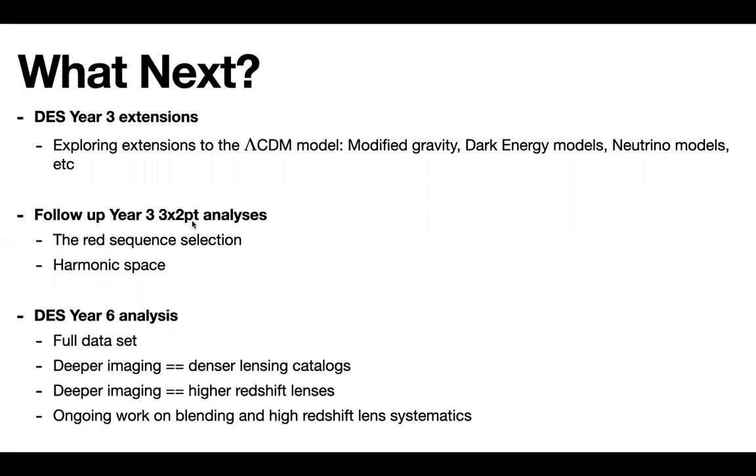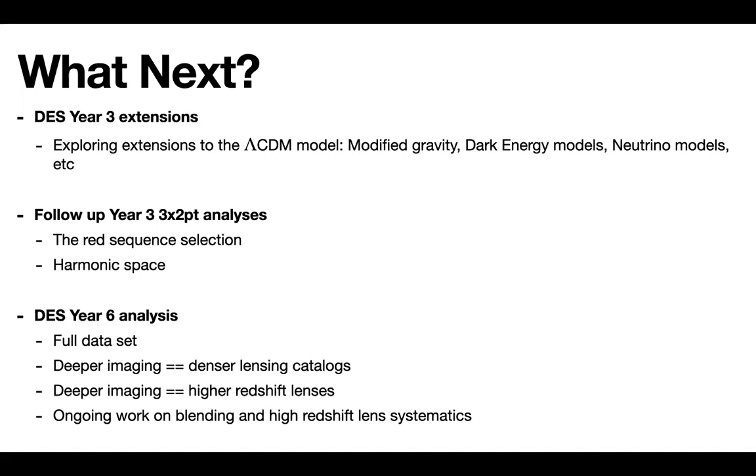There's also a couple of follow-up analyses that I mentioned looking at the red sequence selection, which indicate that the red sequence selection is where this systematic is coming from, and that it's less likely to be a real cosmological issue. Going forward over the next couple of years, we're expecting the full year 6 analysis. This is deeper imaging, which can get us denser lensing catalogs, so higher signal to noise overall, and higher redshift lenses, which mean that we can more accurately probe this X lens issue and see whether or not lensing is low, or maybe it's some systematic. We'll try and understand what's going on there.